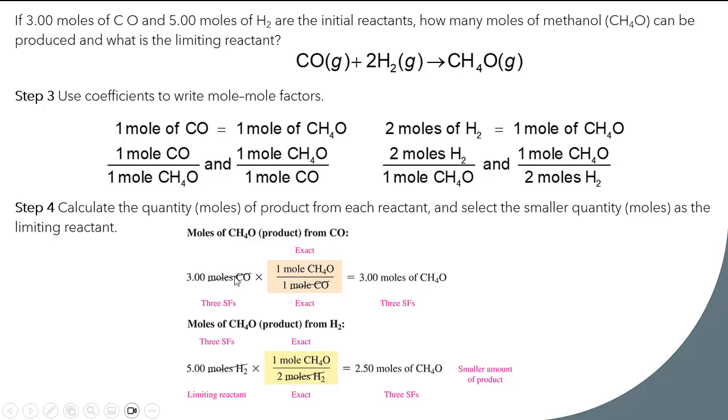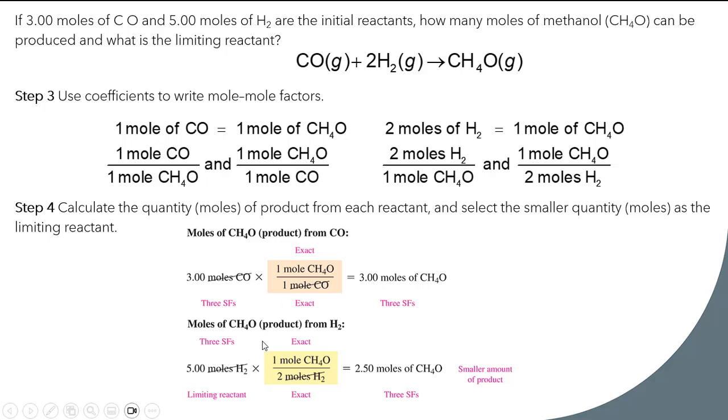So 3 moles of carbon monoxide multiplied by its mole-to-mole factor, 1 mole of methanol for every 1 mole of carbon monoxide. Again, I know carbon monoxide's on the bottom because that's what I'm converting away from. So that's why I'm using this second mole-to-mole conversion factor. Okay, so 3 times 1 divided by 1 gives us 3.